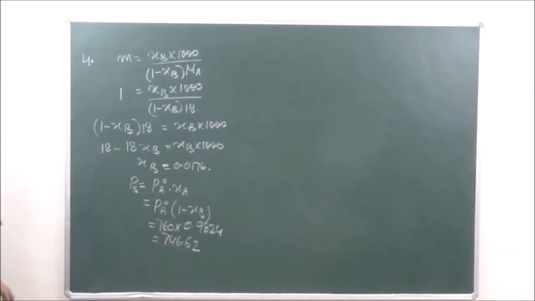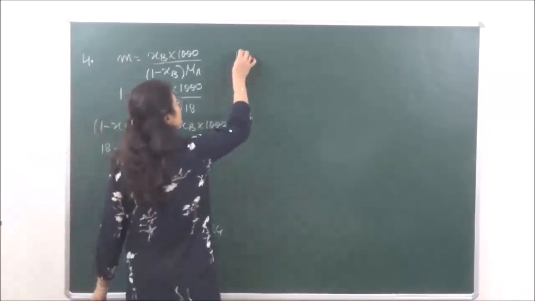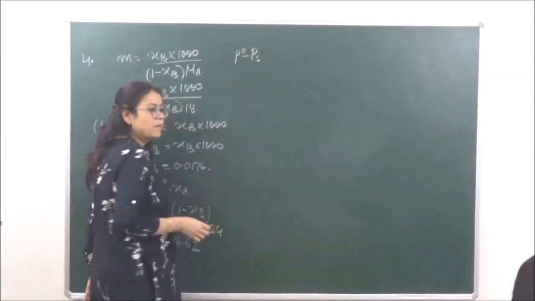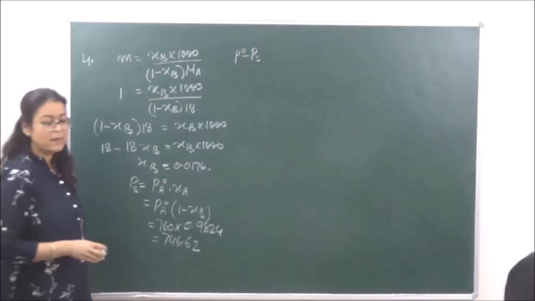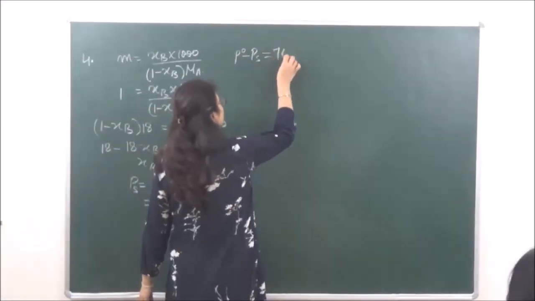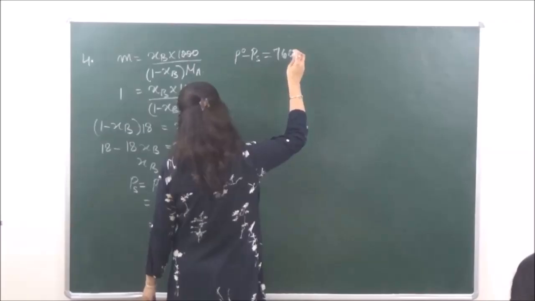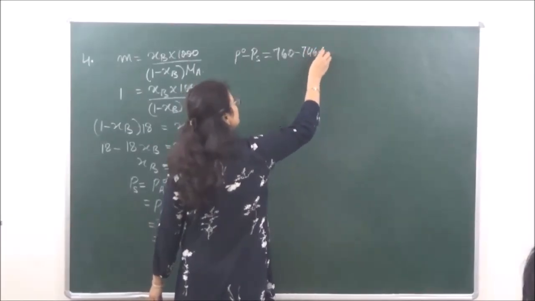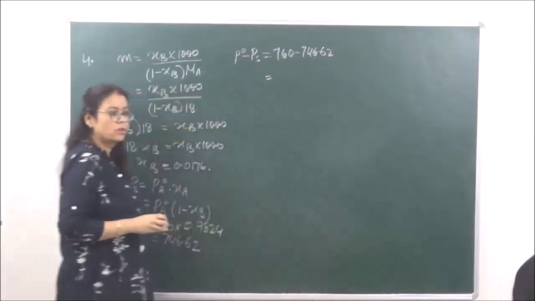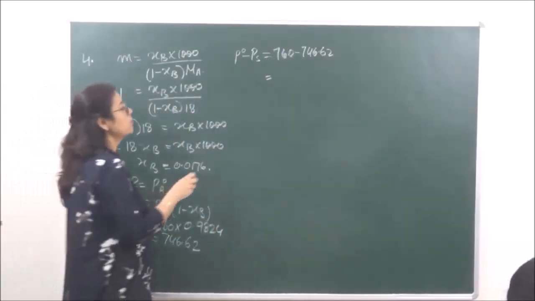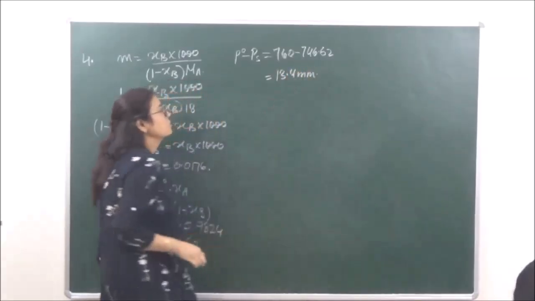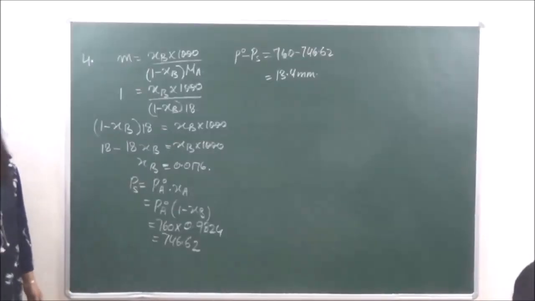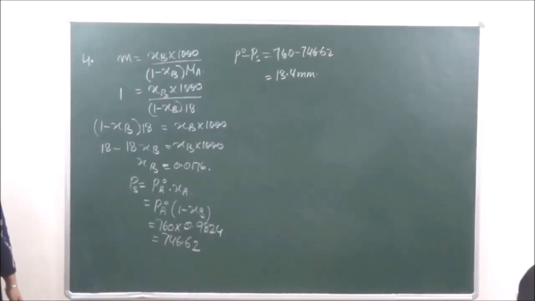Then what is going to be the lowering in vapor pressure? Lowering in vapor pressure is P naught minus PS. P naught given to us is 760, so it will become equal to 760 minus 746.62. This when calculated comes to 13.4. That is what they have asked us in the question: what is the lowering in vapor pressure due to a solute in 1 molar aqueous solution at 100 degrees?